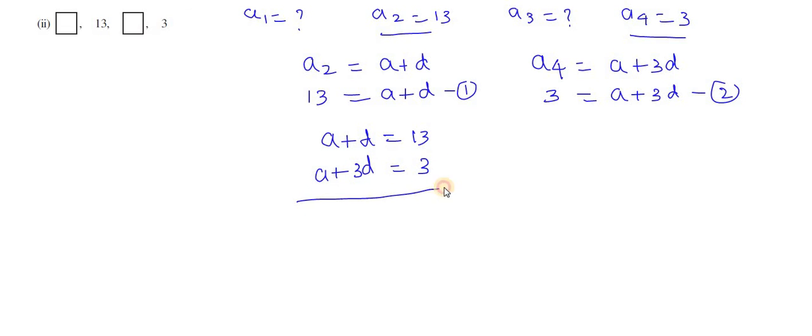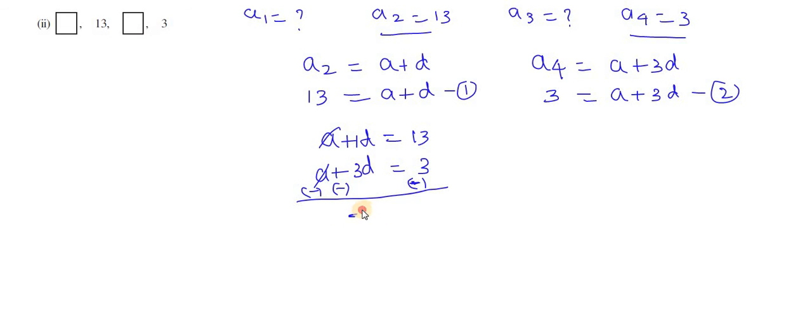Now what we'll do, change the sign of the second equation. If plus is there, change it to minus. If minus is there, change it to plus. So here plus is there, I'll change it to minus, and here also plus is there, I'm changing it to minus. Here also plus is there, I'm changing it to minus. So here plus A minus A get cancelled. So here 1D minus 3D, 1 minus 3, what is 1 minus 3?